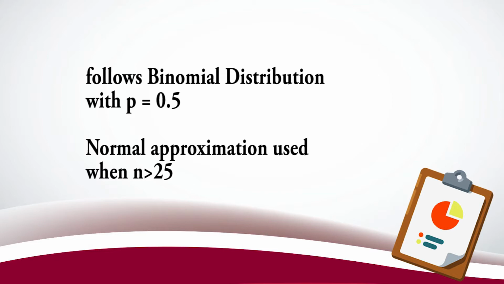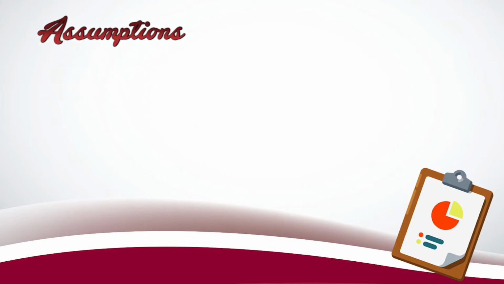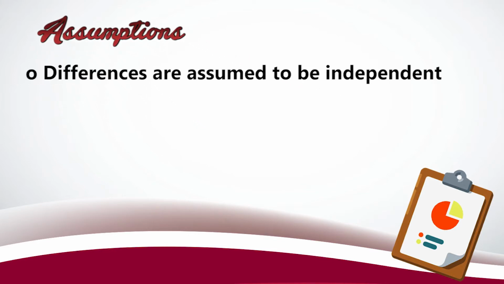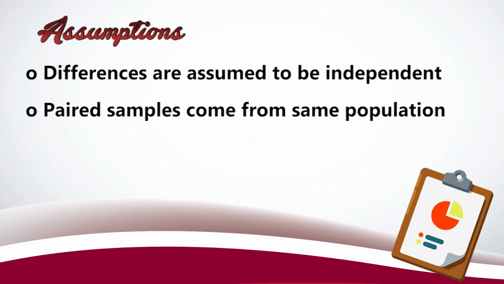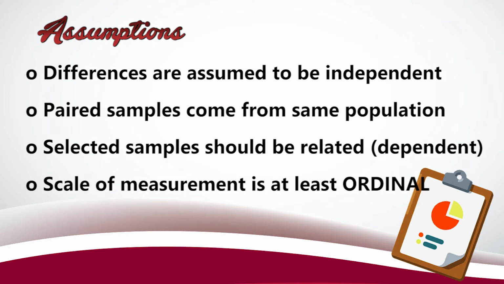The sign test can be used in situations where two related t-tests cannot be used due to violations in parametric test assumptions. On such occasions, the sign test can be used if the following assumptions are not violated. The assumptions are: the differences are assumed to be independent. Both samples that are paired come from the same population. The samples selected should be related. The scale of measurement of data is at least ordinal.